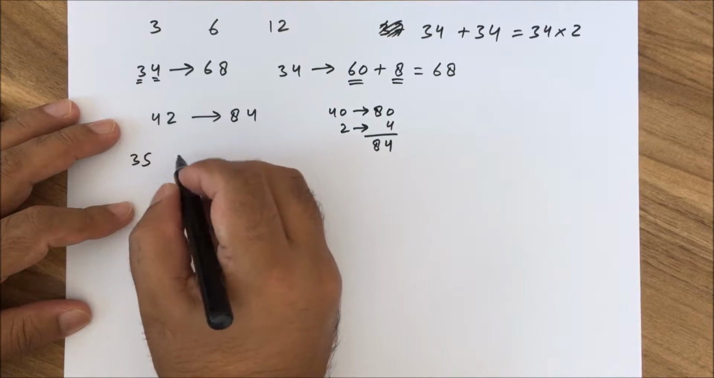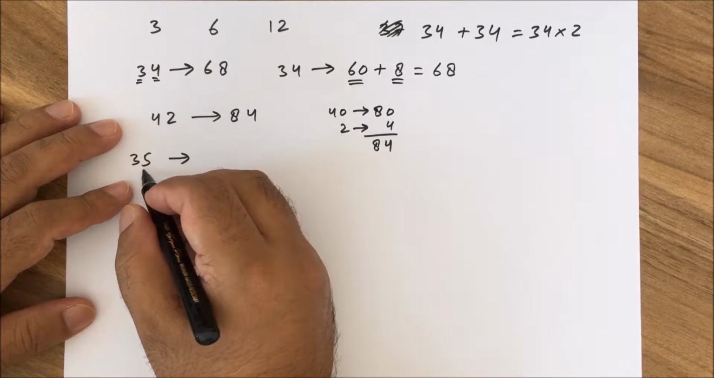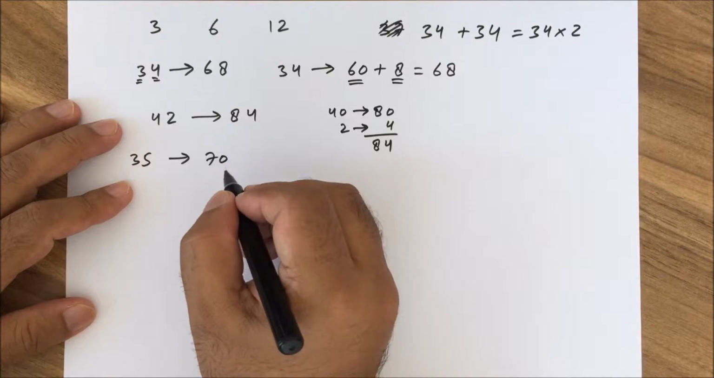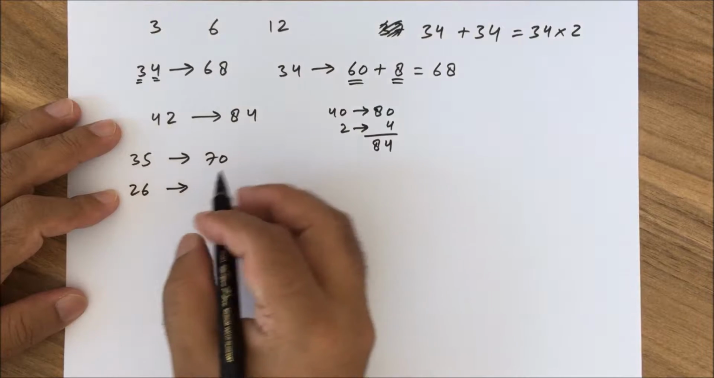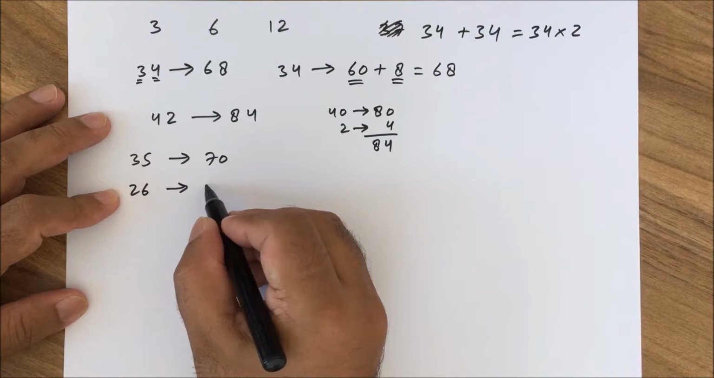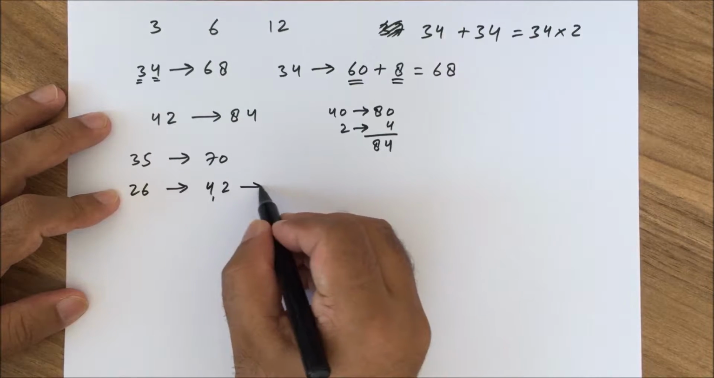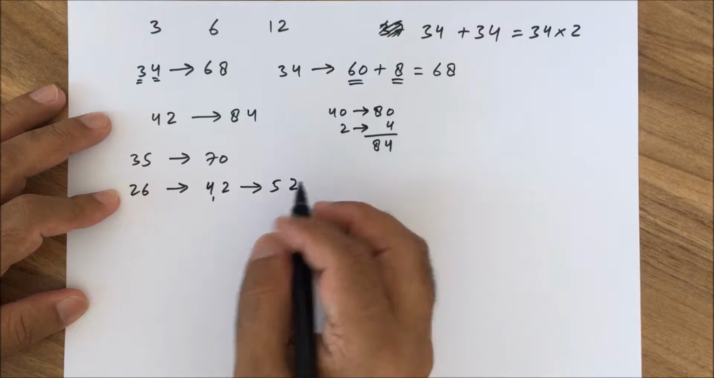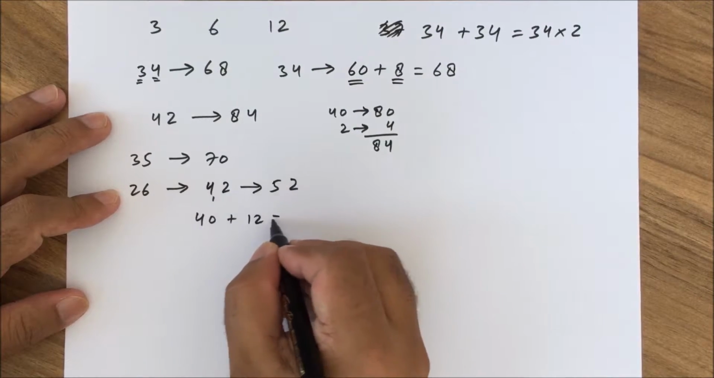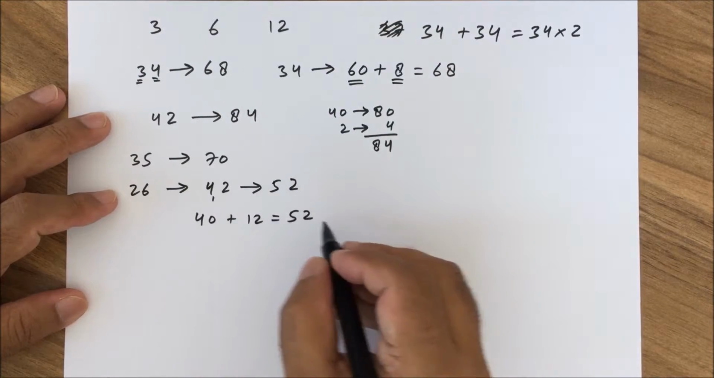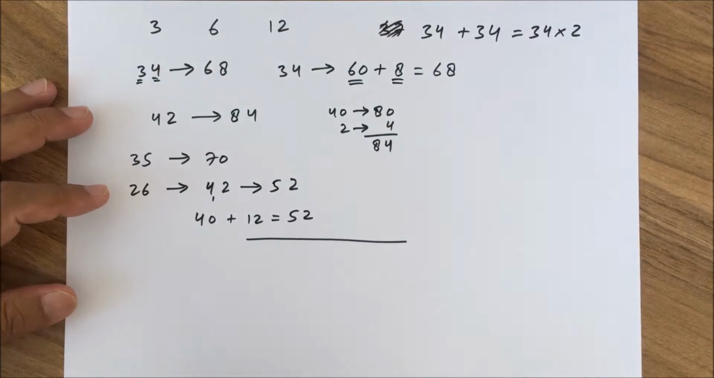So the double of 35, the double of 30 is 60 and double of 5 is 10. So 60 and 10, they become 70. 26, double of 2 is 4 and double of 6 is 12. So this will make it 52. Or you can do double of 20 is 40 and double of 6 is 12. So that becomes 52 also. Okay, let's do this practice and then we move on.